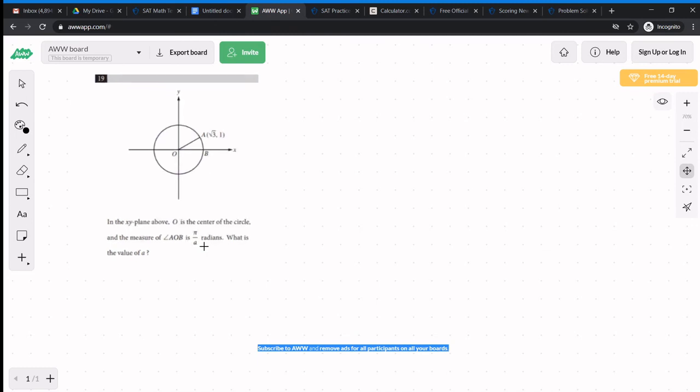And let's look at our problem now. Alright, so it says O is the center of the circle. The measure of angle AOB is pi over A radians. What is the value of A? So this is kind of a combination problem. I think it's a pretty good one. You can see that the coordinates of this is rad 3, 1. That means x is rad 3. I'm just drawing this triangle in here, by the way, just to try and figure out what this angle is in degrees, so that we can convert it into radians. And this side is going to be 1, right?